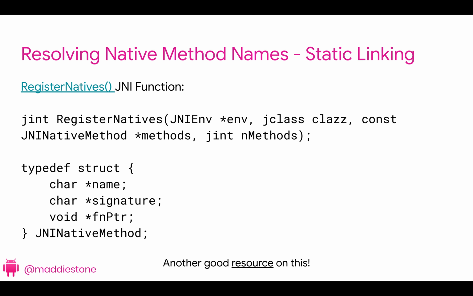So that is how we're going to pair the Java declared native method with the code to begin executing in our native library. And what's important about this is it requires plain text strings. RegisterNatives has to have that plain text string name and the plain text string of the function signature to be able to execute and do a pairing.